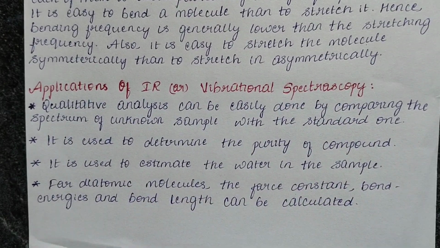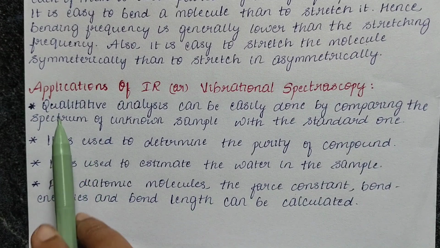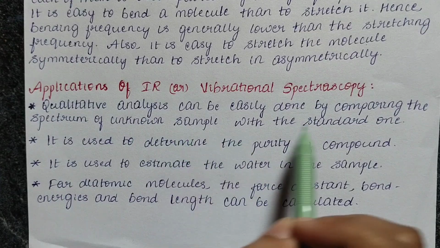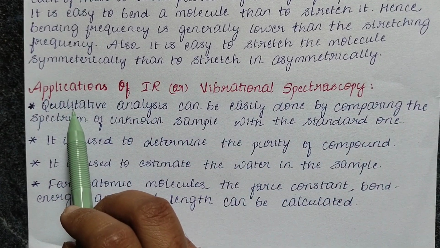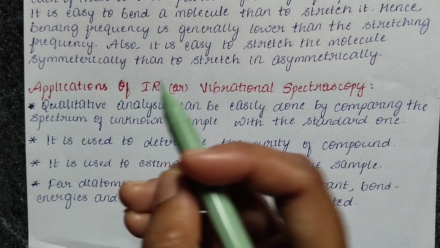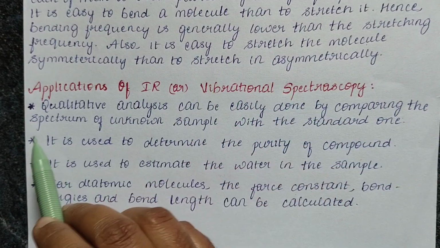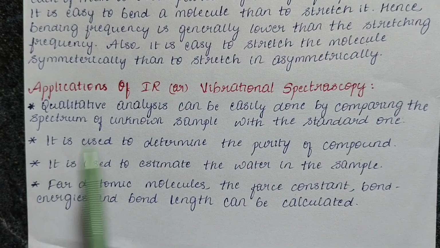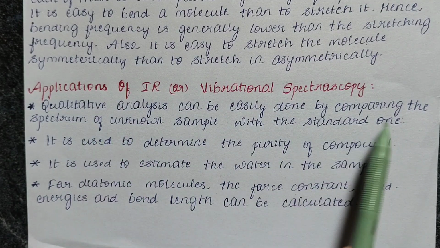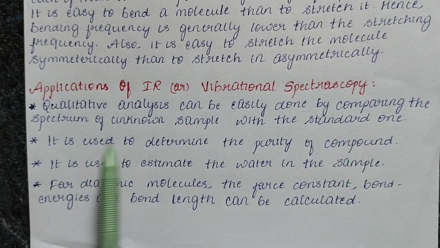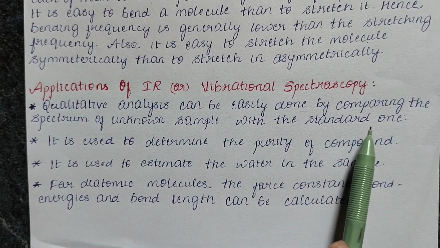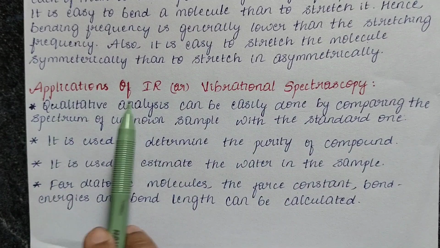spectroscopy, which is also called vibrational spectroscopy. First one is qualitative analysis, which can be easily done by comparing the spectrum of an unknown sample with the standard one. What is qualitative? Qualitative is nothing but what is present, not how much is present. What element or which molecule is present can be easily determined by just comparing the spectral values of the unknown sample with the standard one. Comparing the unknown sample with the standard one will give us the qualitative analysis.